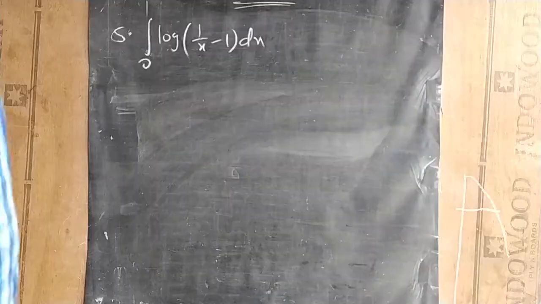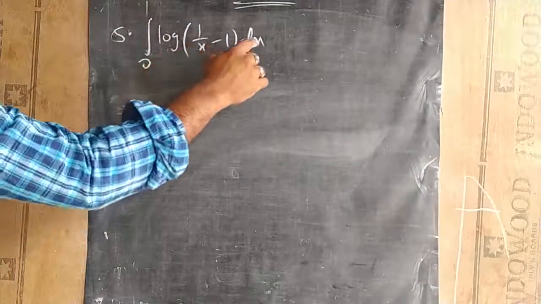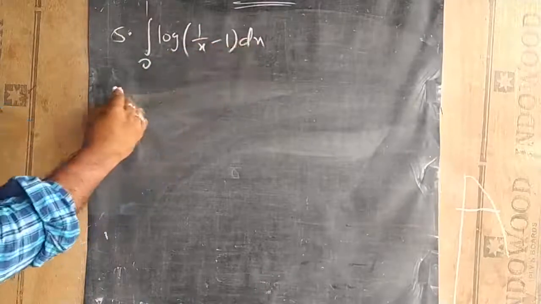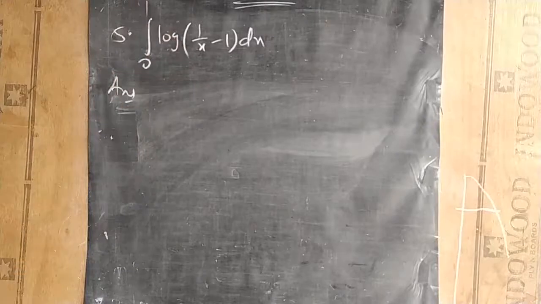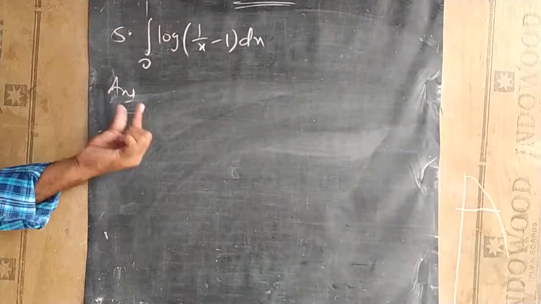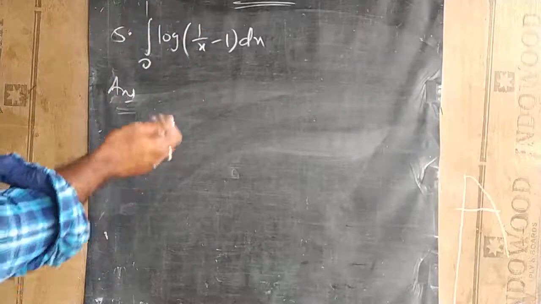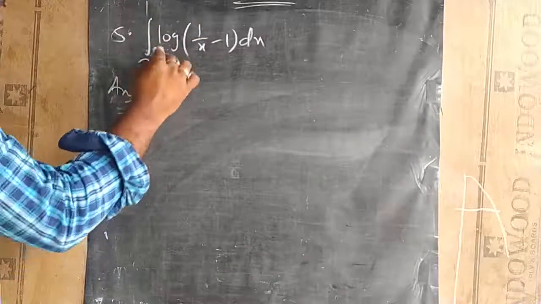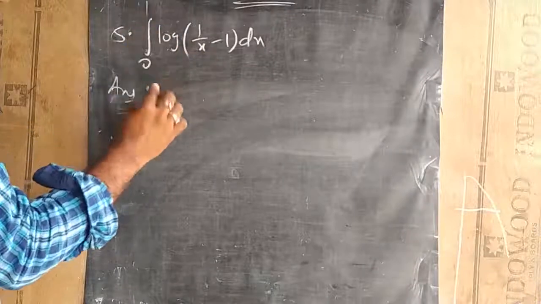Let us take the next, fifth question. Integral 0 to 1 of log of (1 minus x) by x minus 1 dx. To solve this, since it is from 0 to 1, we can apply the I formula, but if you apply it and substitute 1, we will get the same expression here. So instead of that, let us do it like this.